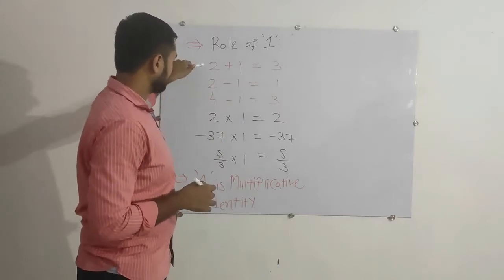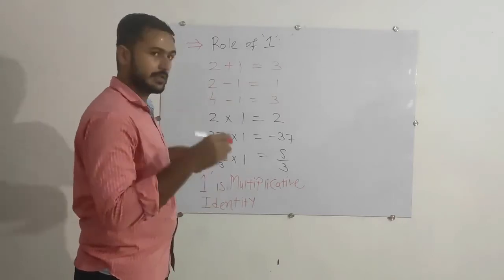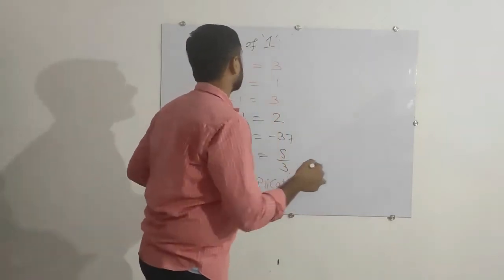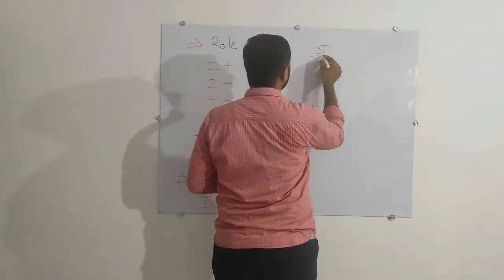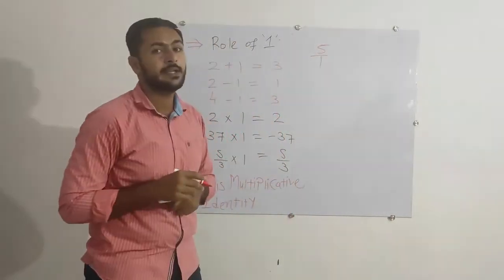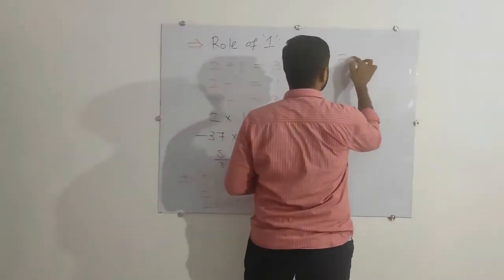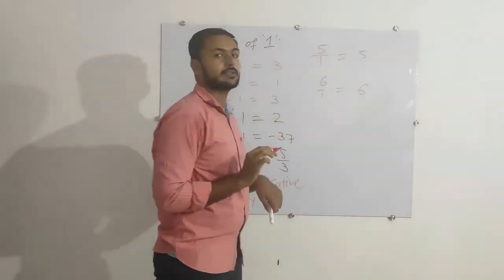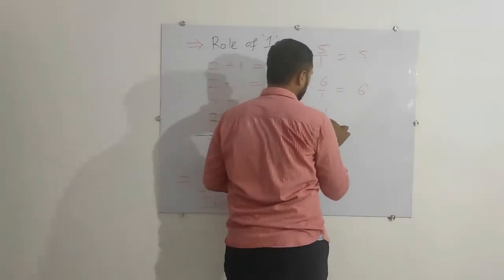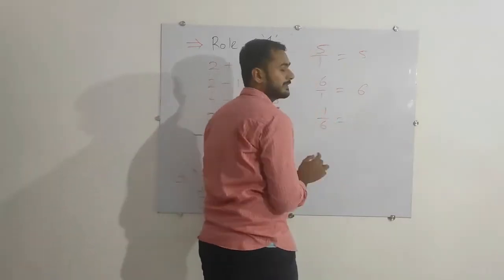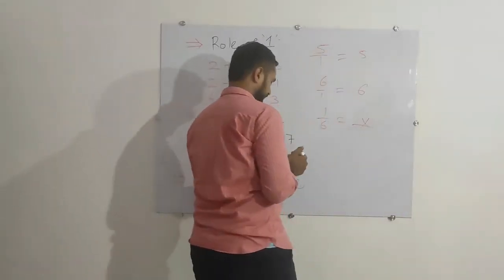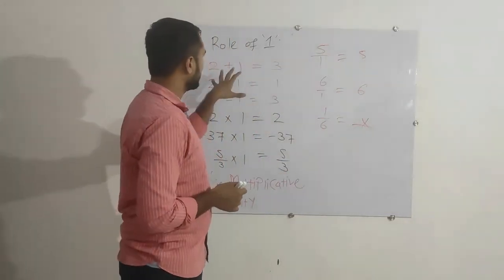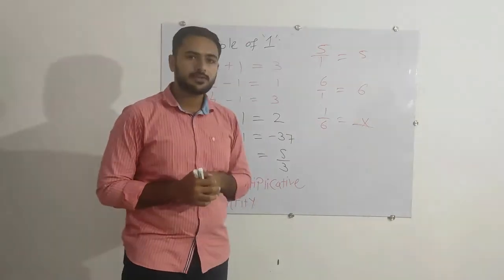Now we have discussed addition, subtraction, and multiplication. Division remains. So 5 divided by 1: if I do 5 divided by 1, the answer is the same, 5. 6 divided by 1 is 6. But suppose I do 1 divided by 6. That's not the same. So this is all about the role of 1 for the different operations.